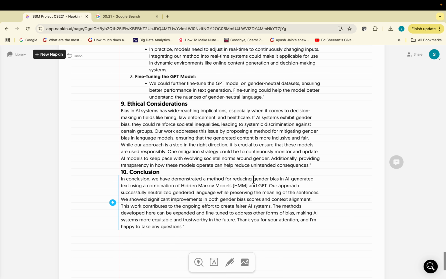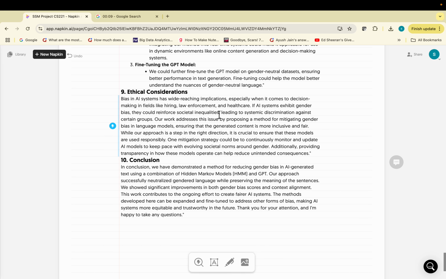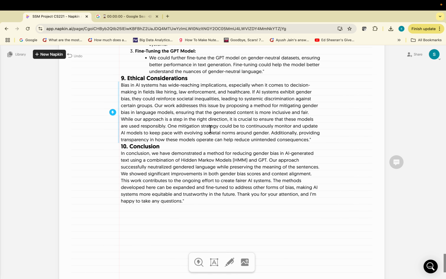There are some ethical considerations that I wanted to mention. Bias in AI systems is wide-reaching, especially when it comes to decision making in fields like hiring, law, and reinforcement. If AI systems exhibit gender bias, they could reinforce societal inequalities, which is why this project was very special and important to work on. My hope is that there is no further inequality or gender bias in future AI systems. Thank you.